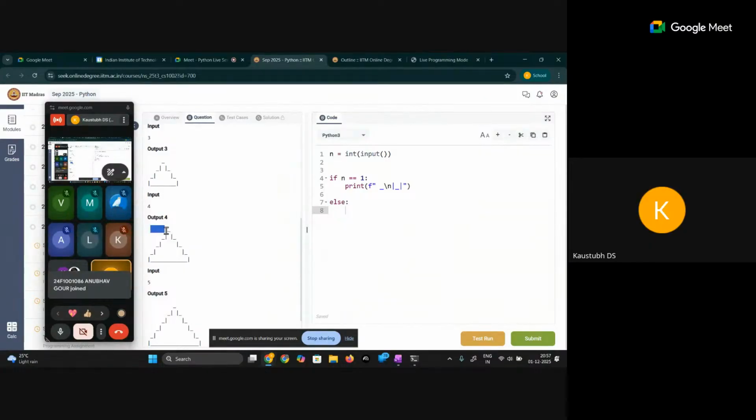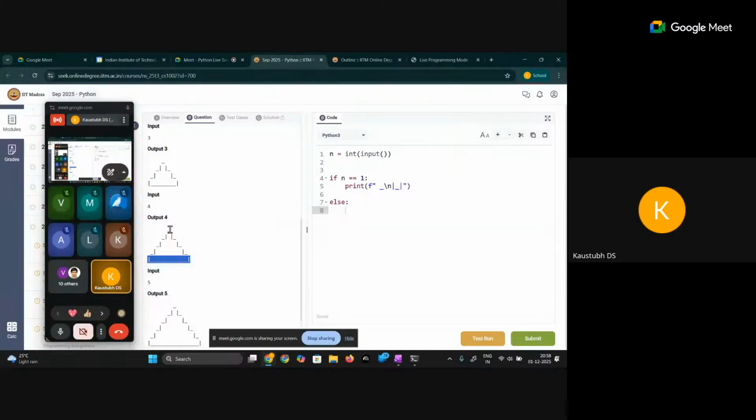What characters does the whole thing contain? It contains underscores and pipes and spaces, right? Manjeet? Yeah, sir. It's made up of underscores, pipes, and spaces. Now I want you to look at something. Look at the first line and look at the last line.